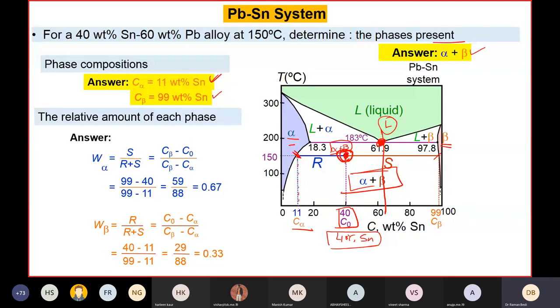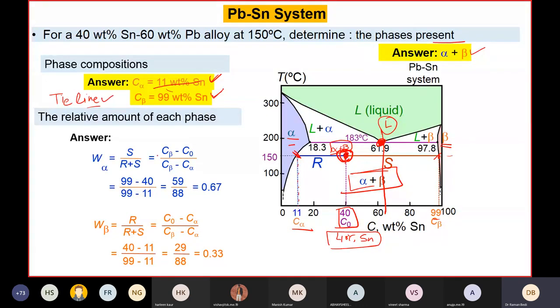The composition of the two phases is given by the tie line rule, and it tells me that the composition of the alpha phase is 11% tin. Similarly, for the composition of the beta phase, you see the intersection here, it is around 99% tin. So the tie line gives me this answer, from your simple tie line.